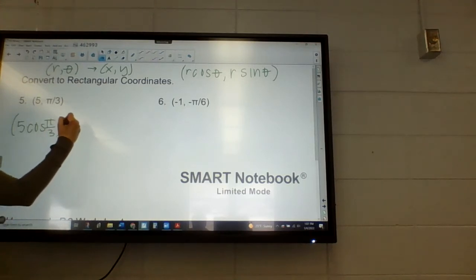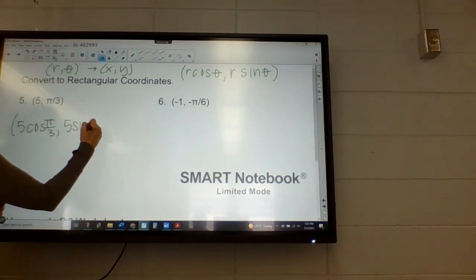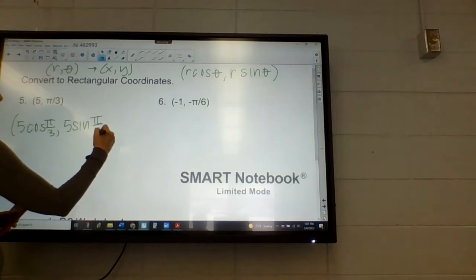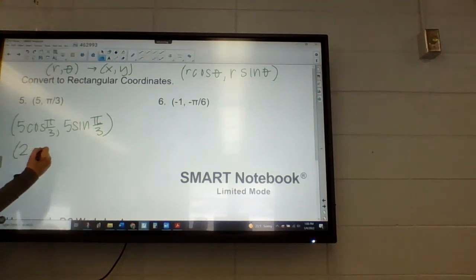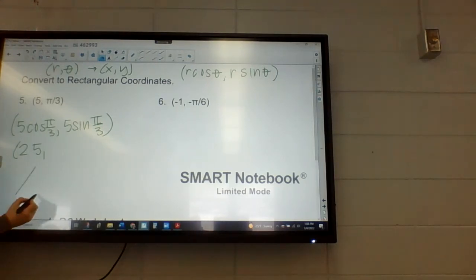Now, if you love your special right triangles, you can also do this by hand, or think about what it looks like by hand as well. Because cosine of pi over 3 is actually a nice number. So, yeah. Because pi over 3 is actually a 60-degree angle.